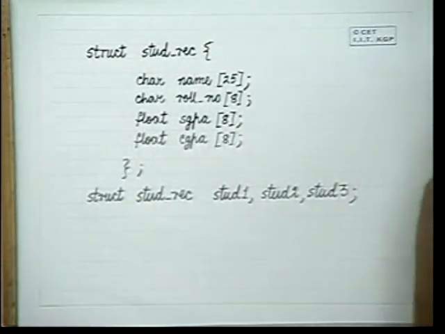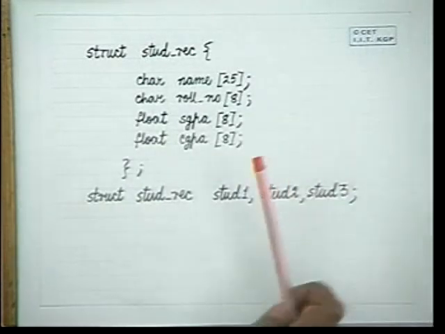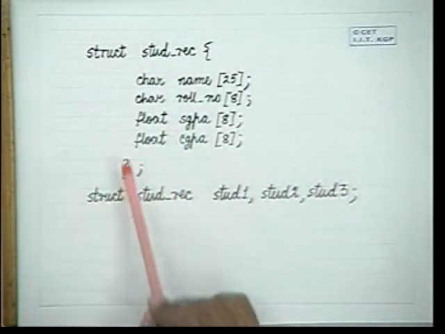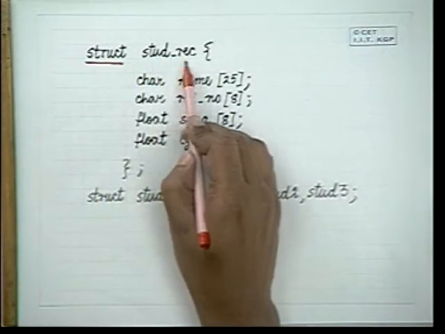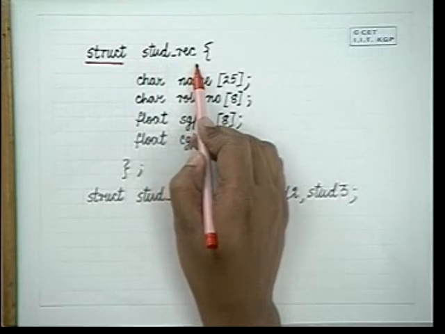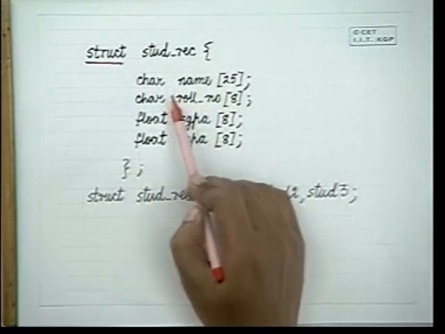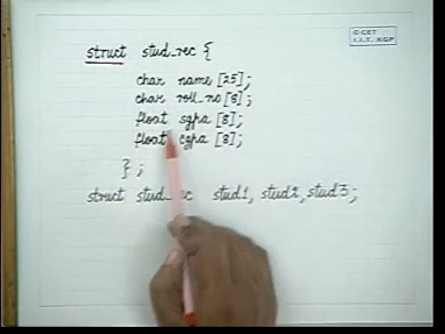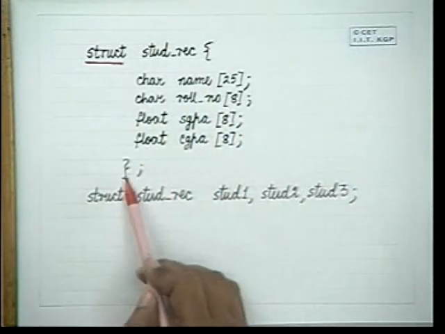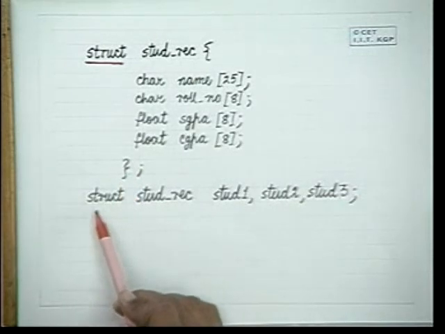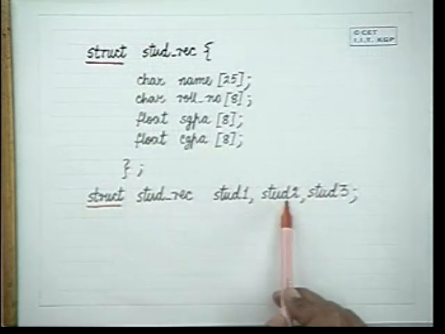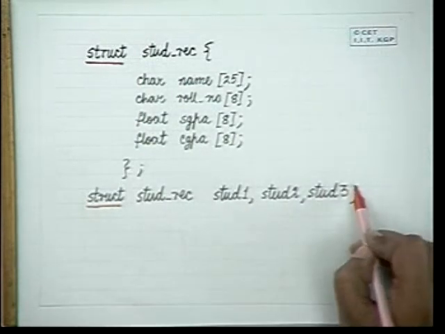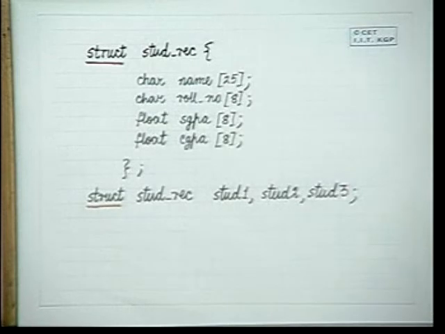One form, there are many ways in which you can do that also. One form is like this: struct studrec, this is the name of the type, character name, character roll number, float SGPA, float CGPA, end. And then to define it, you have to give struct studrec, stud1, stud2, stud3, or even stud500.